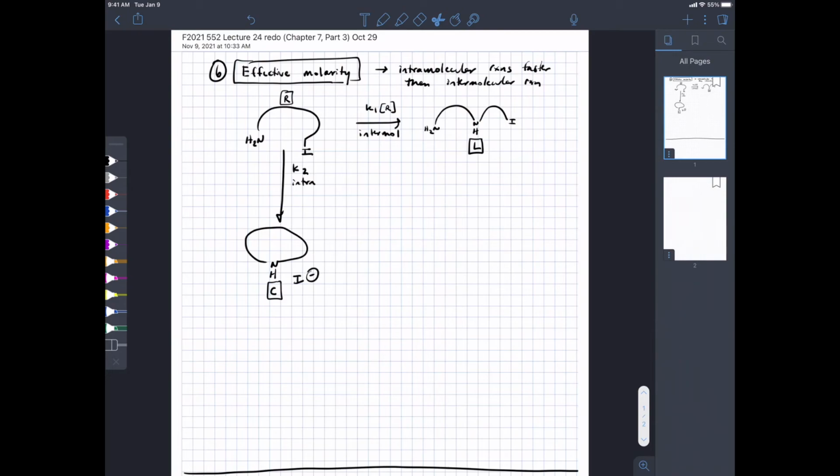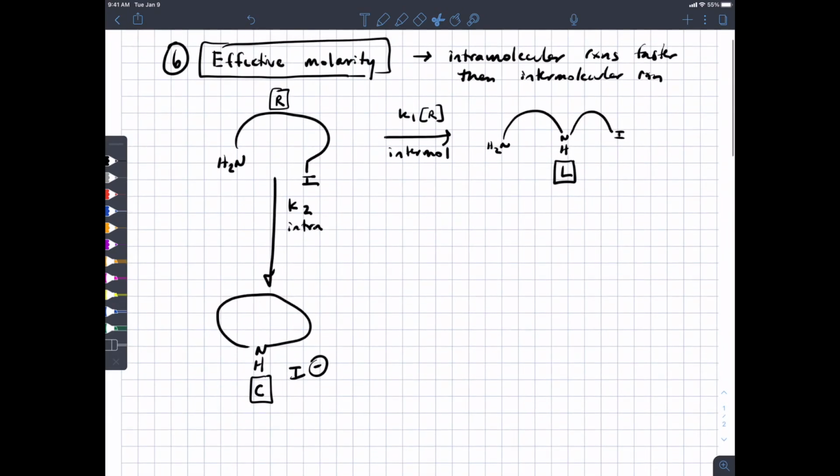When we last left off, we were talking about a kinetic concept called effective molarity that's very important in chemical biology. The idea is that intramolecular reactions are faster than intermolecular reactions, which is not a new idea, but we're going to use effective molarity to quantify how much faster and why.